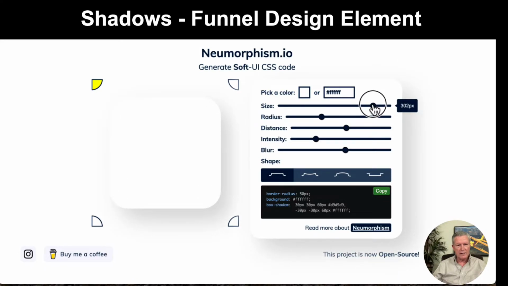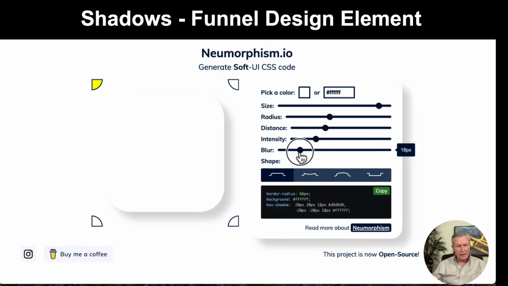So let's go ahead and change that. Make it a little bit bigger. Let's make the radius a little bit longer. Let's make the distance come in a little bit. And then the blur, we can lessen the blur, okay? And also you can click on different things right here, okay?